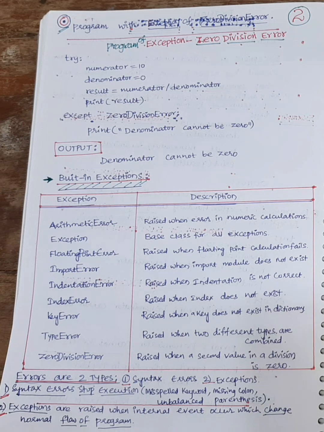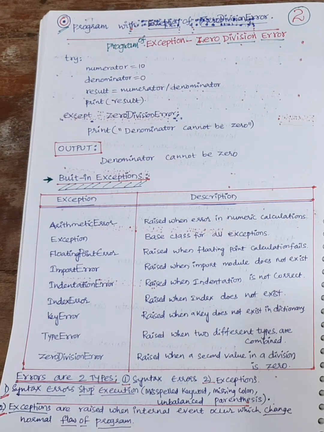Next, one more exception is ZeroDivisionError exception. It is raised when the second value in a division is 0. Now we have seen that program. If the denominator is 0, then we use the ZeroDivisionError exception. Without this also, we can use the base except. In that also, we can raise the error in the print. Print is the output function.